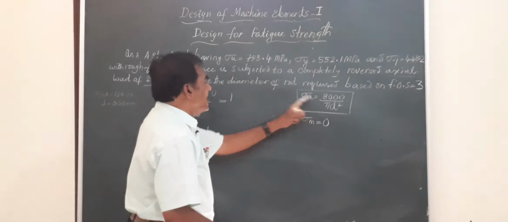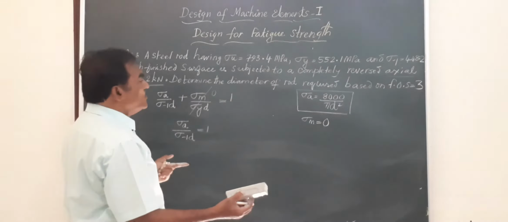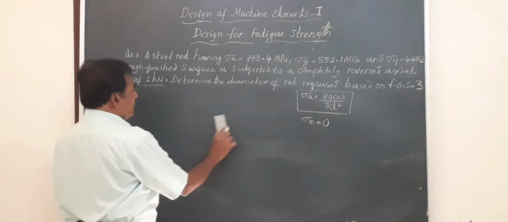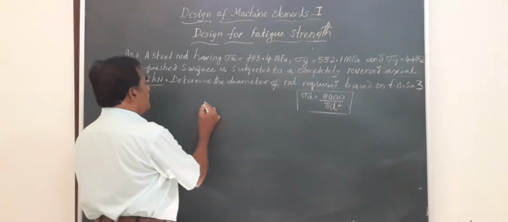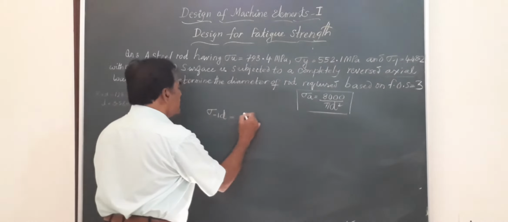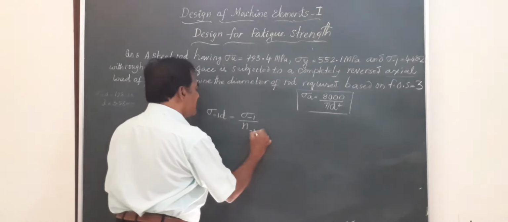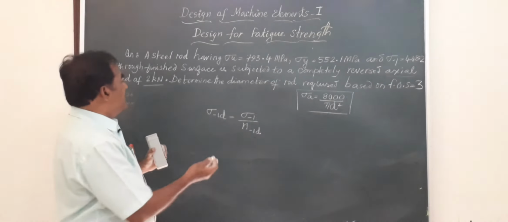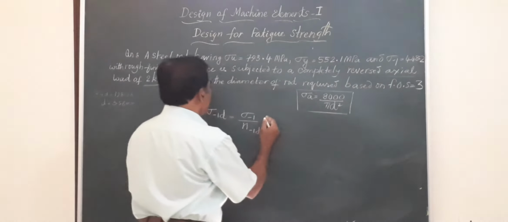Sigma a already we have calculated. By calculating this value of sigma minus 1d, we should be able to arrive at the diameter of the rod required. Friends, here I'll just find out now what is sigma minus 1d. Friends, sigma minus 1d is equal to sigma minus 1, means the endurance stress, divided by n suffix minus 1d. Sigma minus 1 is the endurance stress that is given in the question as 448.2.